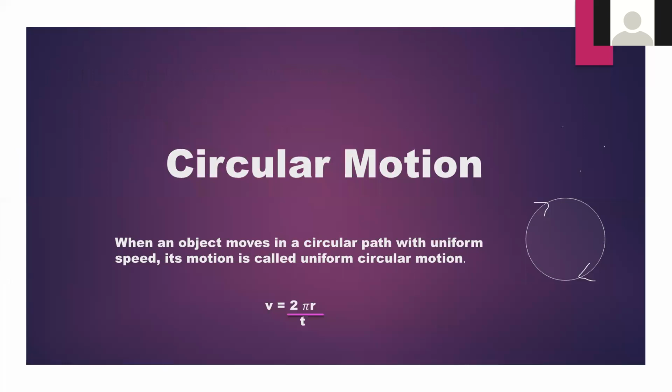Now, one formula I have missed. V square is equal to U square plus 2AS. Okay, that you will do it.